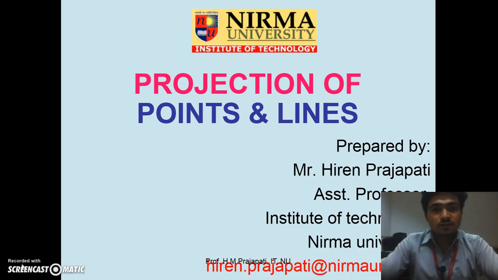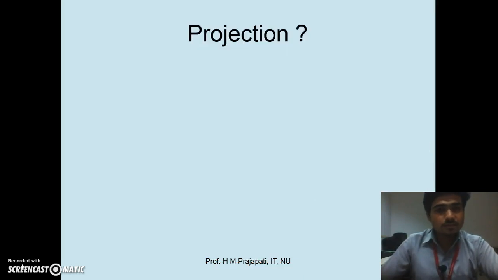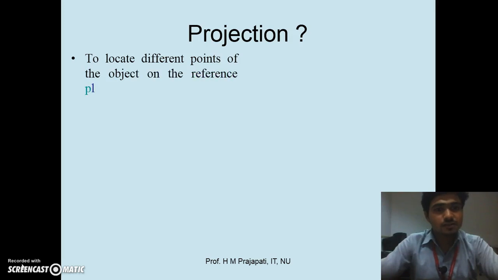Now, today we are going to discuss a topic that is projection of points and lines. So, first of all, let's try to understand what is the projection. As per the definition, projection is to locate different points of the object on a reference plane. Here two terms are very important: the object, whose projection we want, and the second, the reference plane.